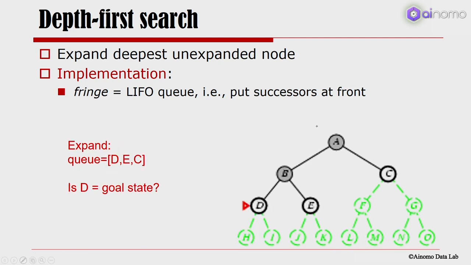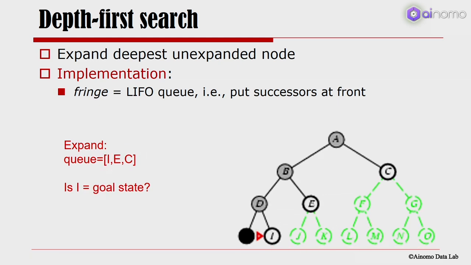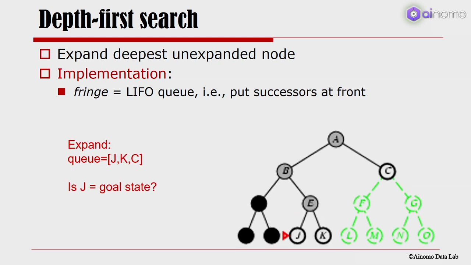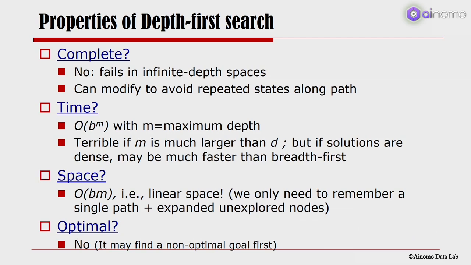If you go back one slide, I had D which I expanded, and D gave me two successors, H and I. H and I would come to the front of the list rather than to the back of the list. So I check and continue this search, going on with I, and then go on doing everything till I expand at every level.